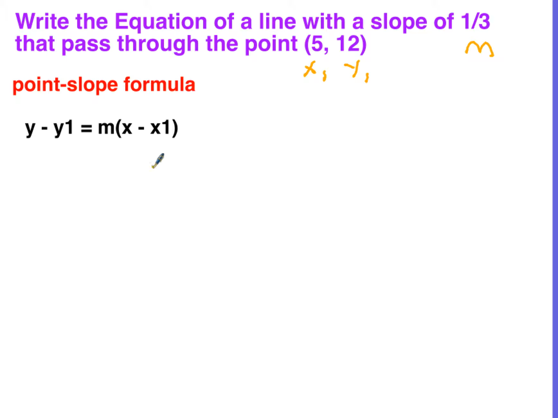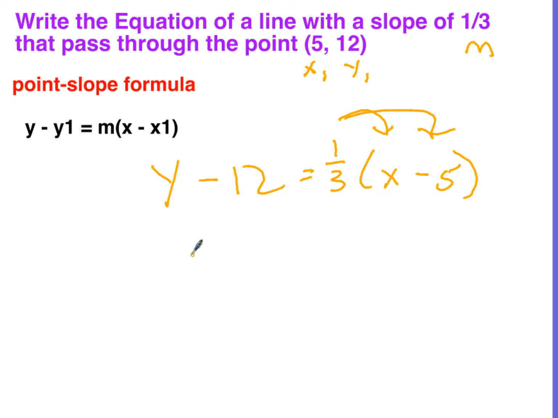Okay, so I've got y minus my y1, so that's 12, equals my slope, 1/3 times x minus the x value of my point, which is 5. Cool. Now I just got to use my distributive property here. Now it's not always going to work out very nicely, unfortunately. We can see that here. I'm going to have 1/3 x. And now I got 1/3 times -5. That is -5/3. Again, not the most pleasant number to work with, but that's okay.